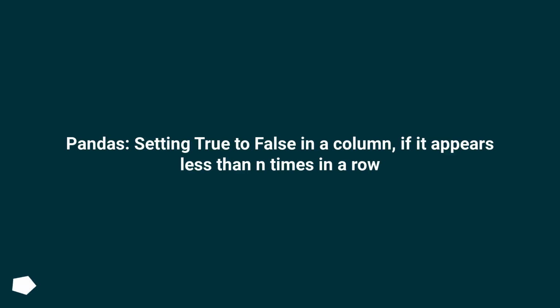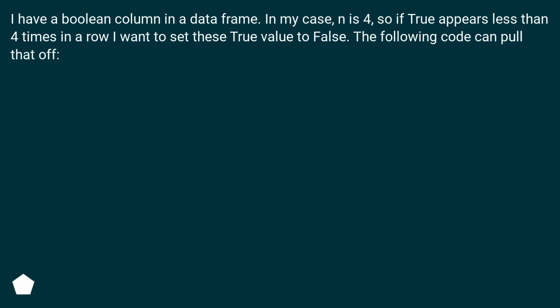Pandas, setting true to false in a column if it appears less than n times in a row. I have a Boolean column in a data frame. In my case, n is 4, so if true appears less than 4 times in a row, I want to set these true values to false. The following code can pull that off.